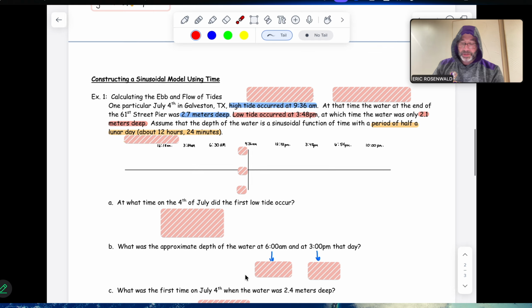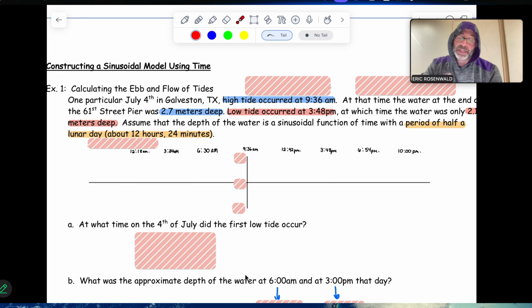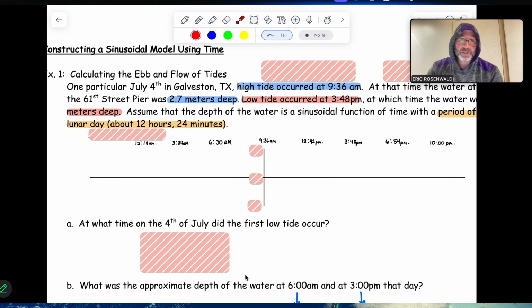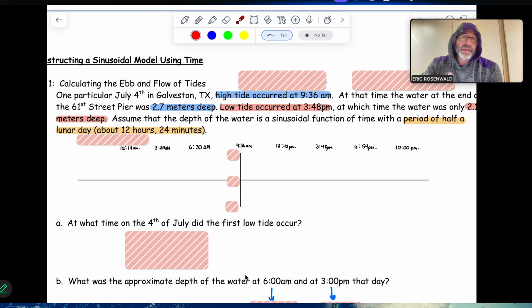All right, let's talk about this one right here. It's a lot of words and a lot of little details, but it's really not too bad of a problem. And there's no graphing that we have to do, but I'm going to show you a graph just so we can understand what's happening. So it says one particular 4th of July in Galveston, Texas, high tide is going to occur at 9:36 a.m. Now think about what that means. That's giving me the highest point.